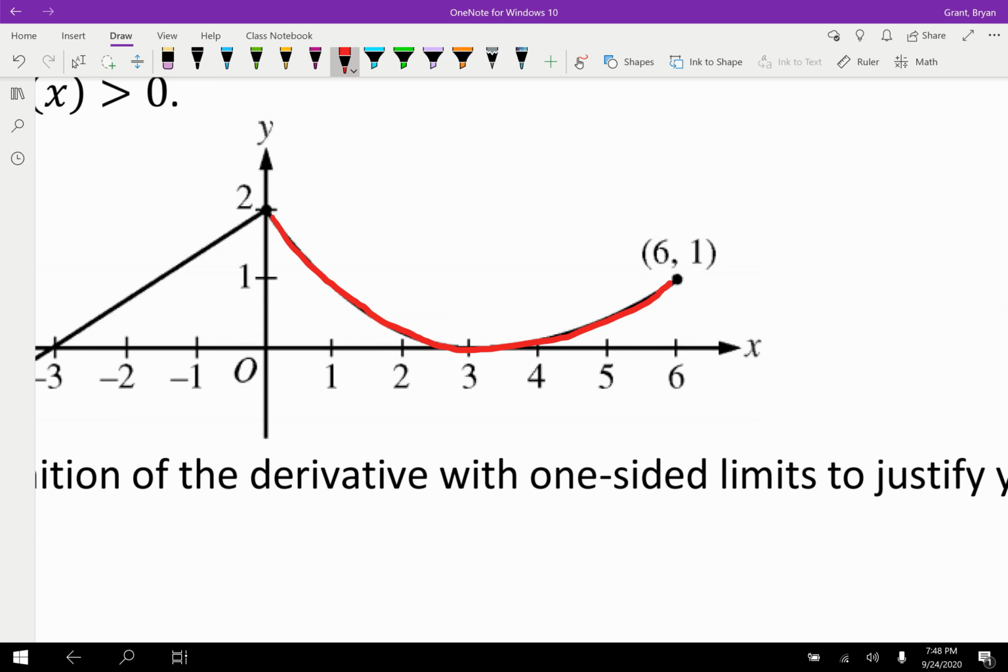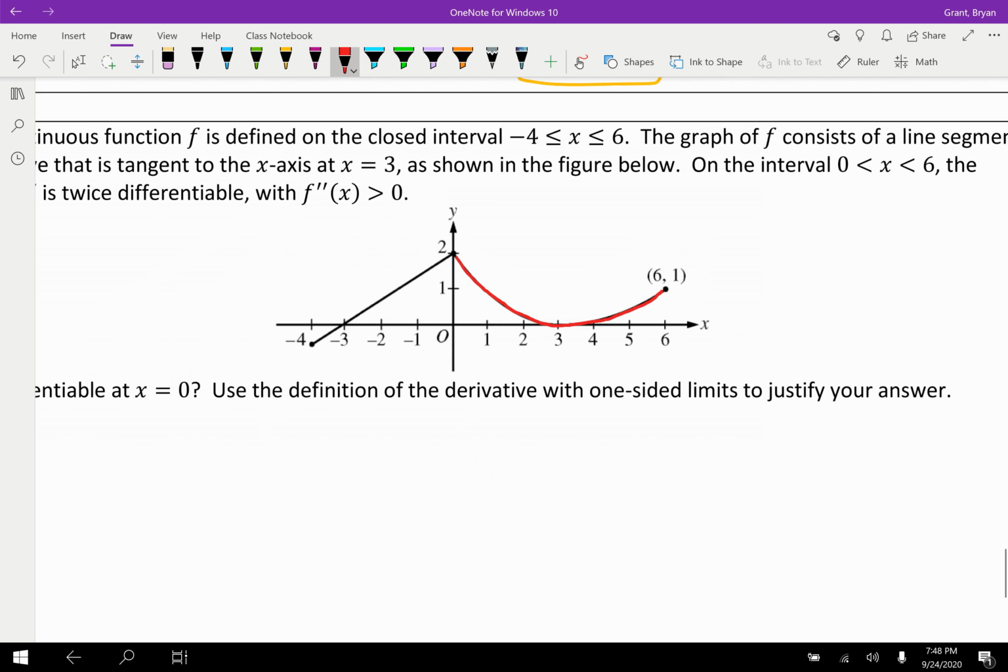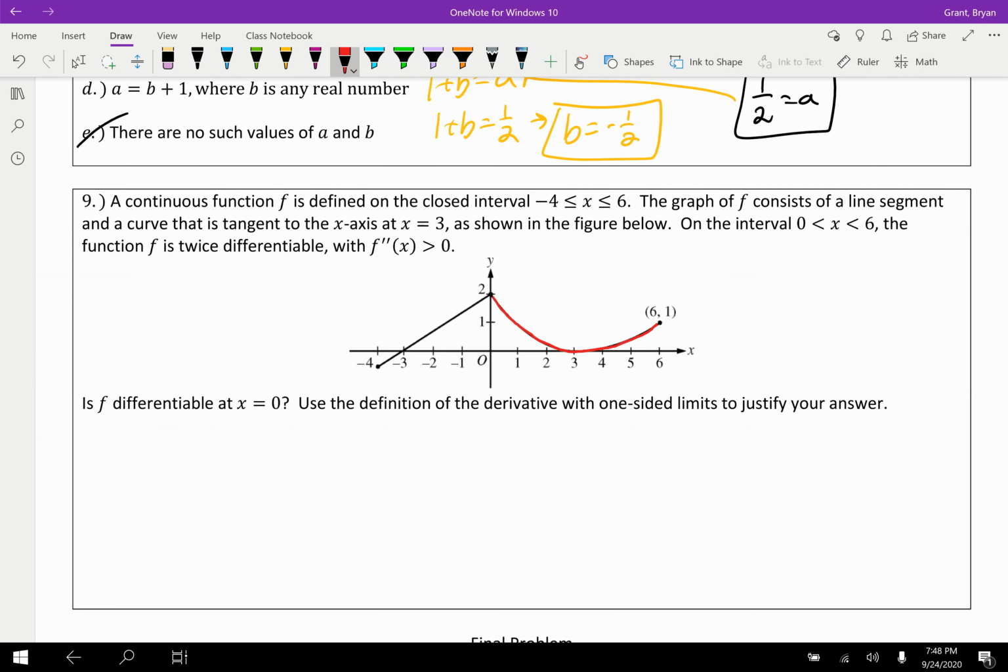We don't actually know what the second derivative really does. We won't get that for a while, but either way, they even follow up that the second derivative is greater than 0. That's irrelevant for us. Our only question we need to answer is: is f differentiable at x equals 0? And then it asks you to use the definition of the derivative with one-sided limits. We're going to alter this a bit. We are just going to use the derivative with one-sided limits to justify. The definition of the derivative is something we'll cover next class. We've seen it before, but we're not going to use it today.